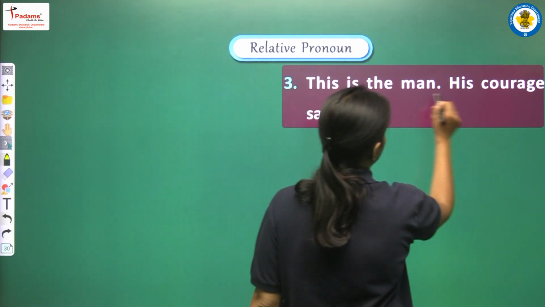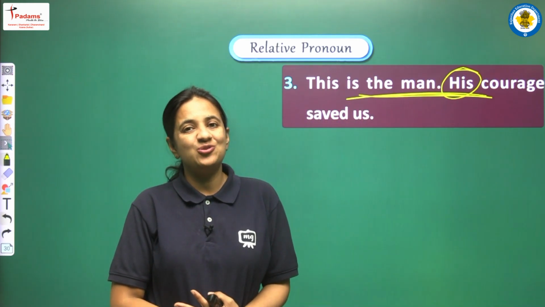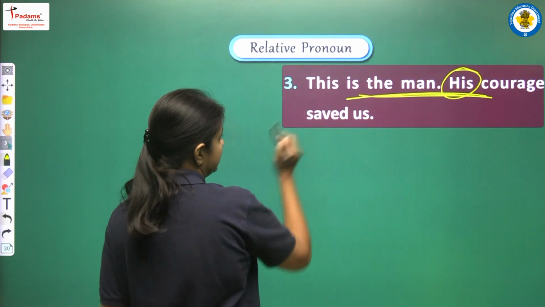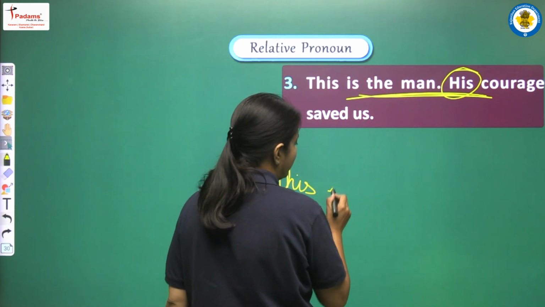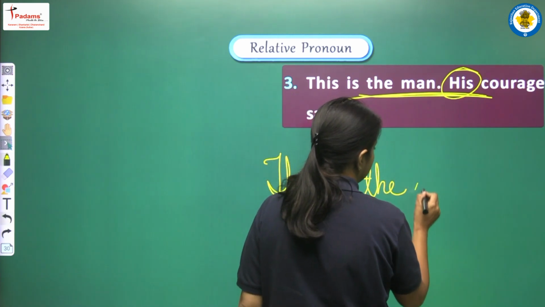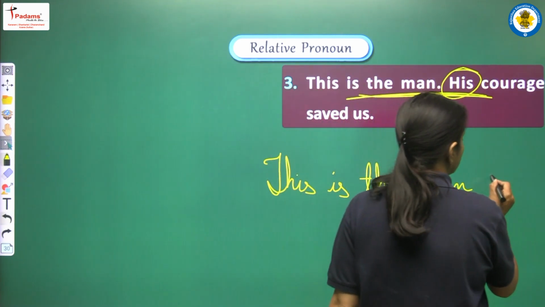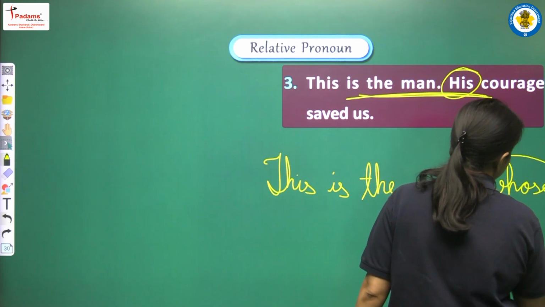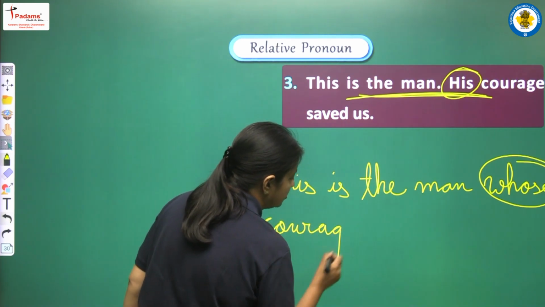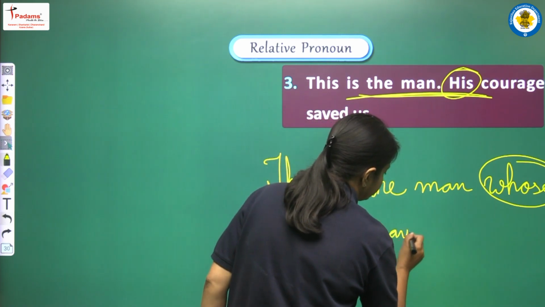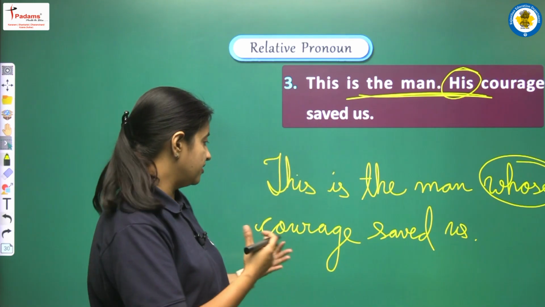Next sentence: this is the man, his courage saved us. Okay, so here we are trying to show the relation, right? We are having his here, that is showing the possession. So for that we have to use whose as a relative pronoun. First of all, let's write the first sentence as it is, that is, this is the man. No change is required in the first sentence. Now in the place of his we will write whose. So this is our relative pronoun that is showing the possession. Next we are writing whose courage saved us. In this manner, the complete sentence will be: this is the man whose courage saved us.